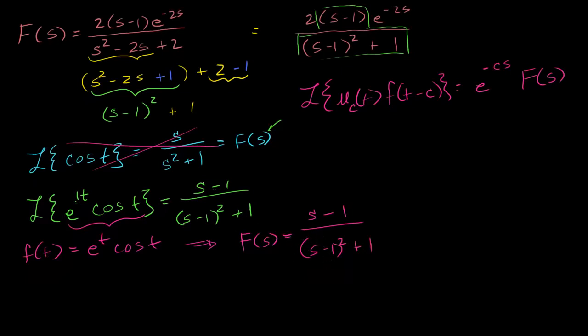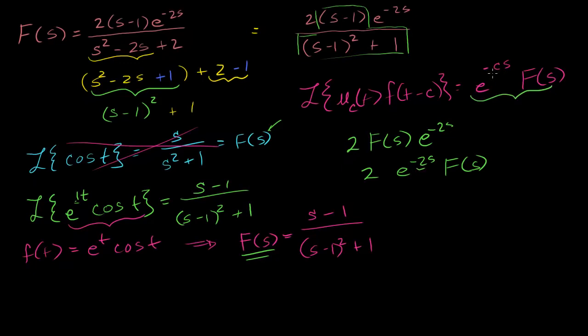Now, we have a situation here. This expression, let's ignore the 2 here. The 2 is just kind of a scaling factor. This expression right here, if this is our f of s, is equal to 2 times e to the minus 2s times f of s. Well, that looks just like this if our 2 was equal to our c. Right? If our 2 was equal to our c. So what does that tell us?